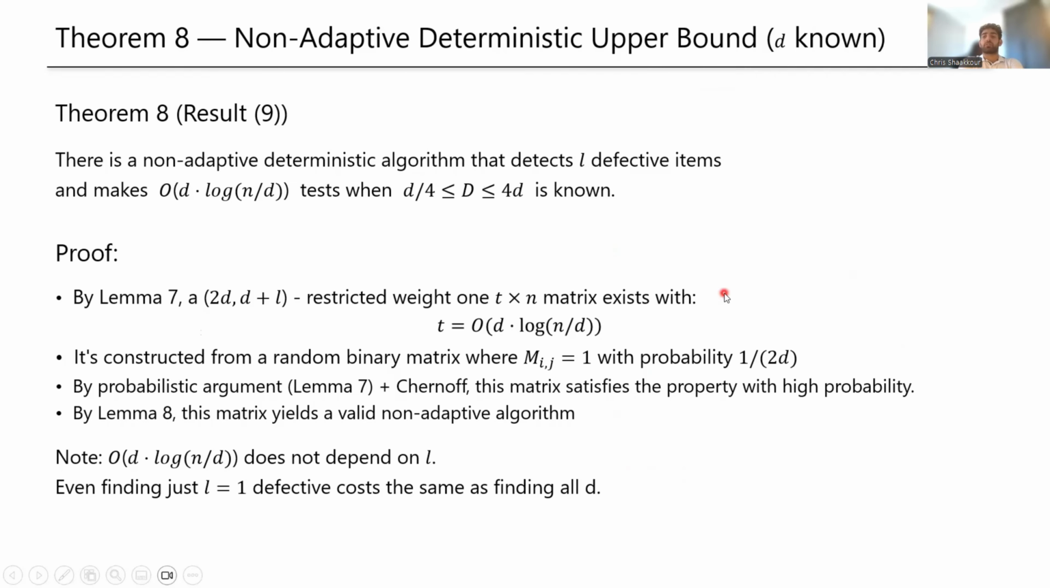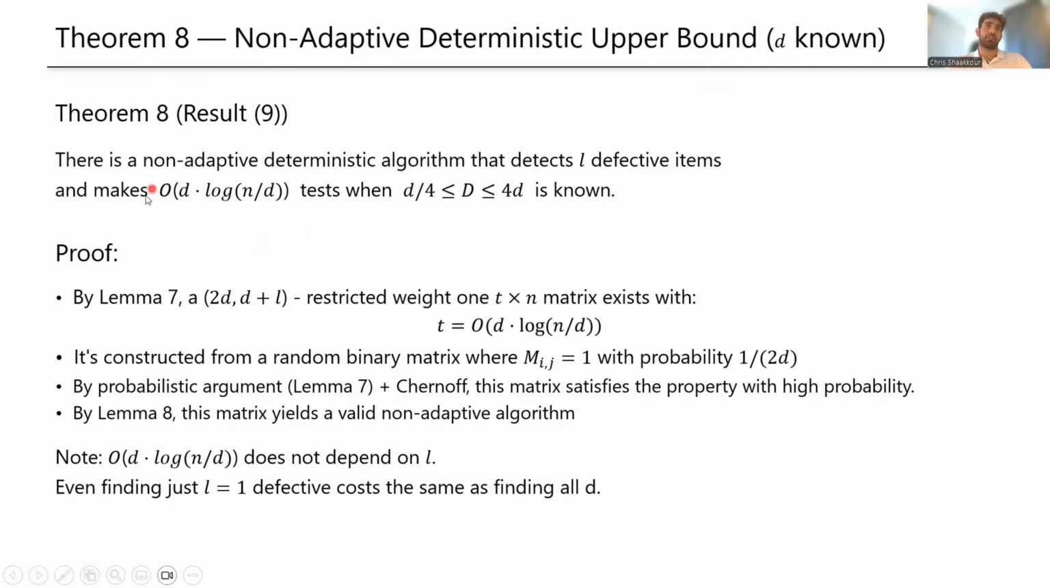So theorem number one, which is the first result, we are gonna test the non-adaptive deterministic upper bound where D is known. We know the size, or the number of defective items. And our theorem says that there is a non-adaptive deterministic algorithm that detects L defective items and makes a test complexity of O(D log(n/D)) tests when big notation D is in between d/4 and 4d, which is known.